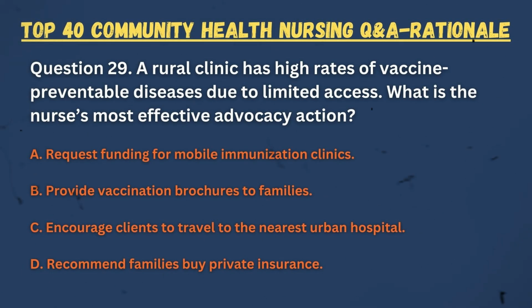Question 29. A rural clinic has high rates of vaccine-preventable diseases due to limited access. What is the nurse's most effective advocacy action? A. Request funding for mobile immunization clinics. B. Provide vaccination brochures to families. C. Encourage clients to travel to the nearest urban hospital. D. Recommend families buy private insurance.